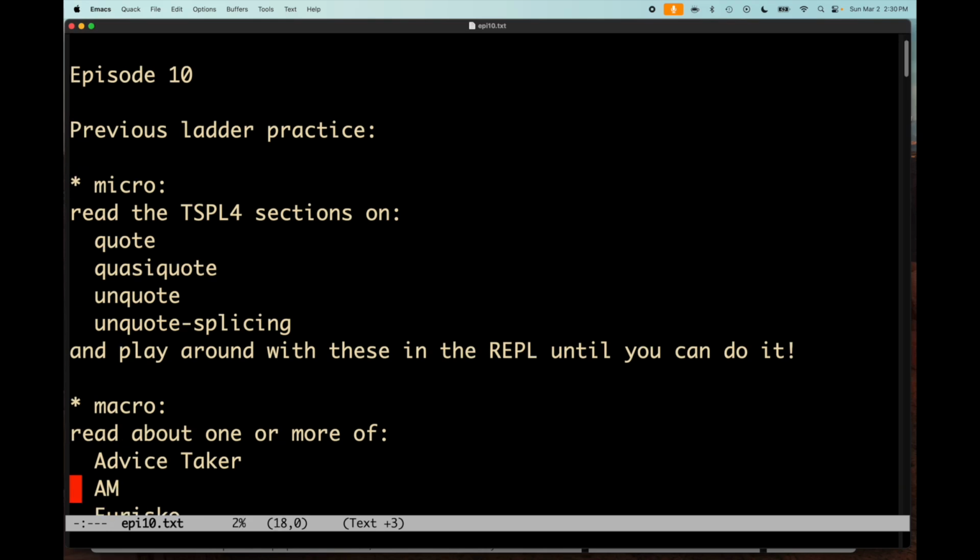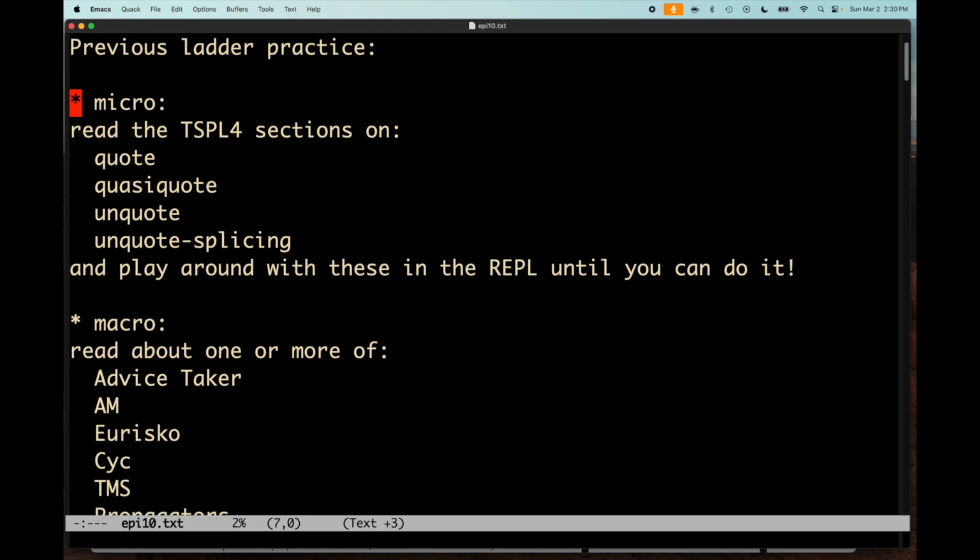All right, so we had some ladder practice from last time. At the micro level, it was to read the Scheme Programming Language 4th edition by Kent Dybvig, those sections on quote, quasi-quote, unquote, unquote-splicing, and play around with these in the REPL until you can do it. Okay, so what does that mean?